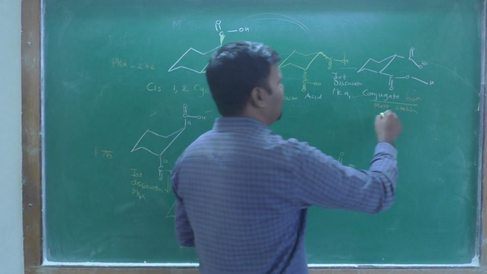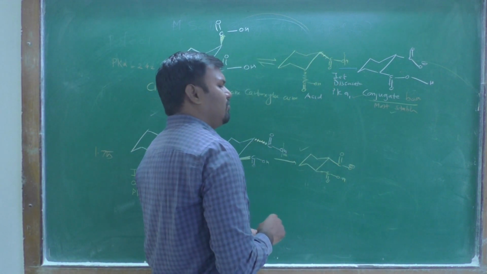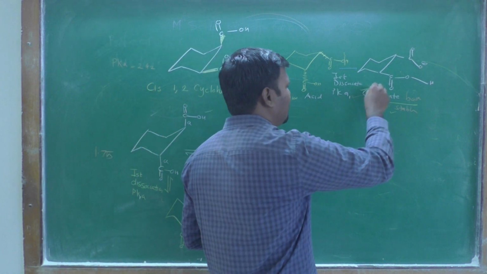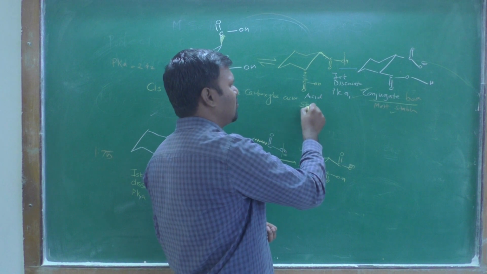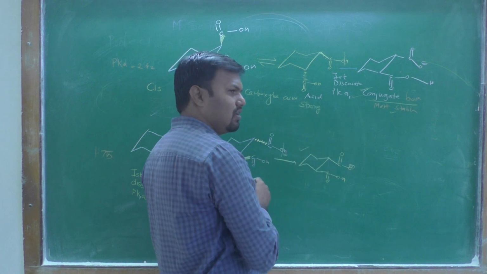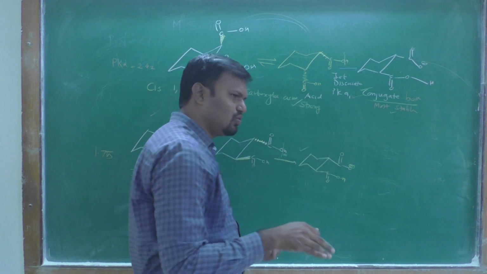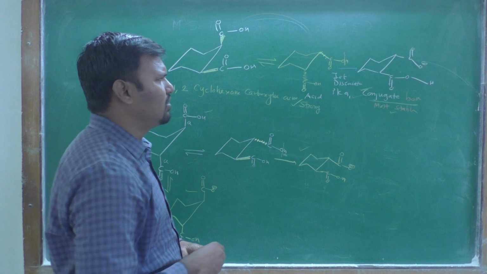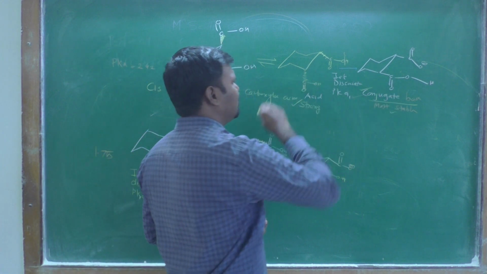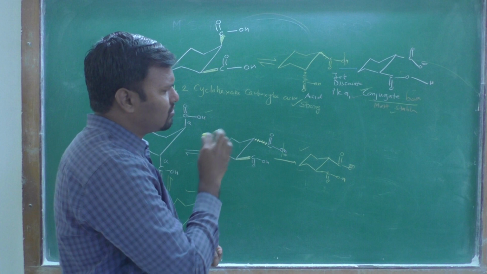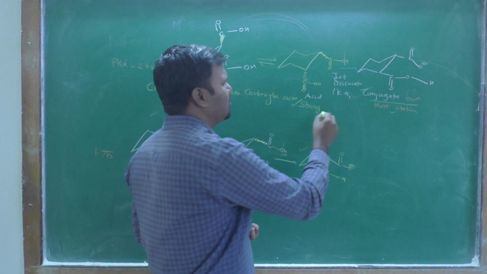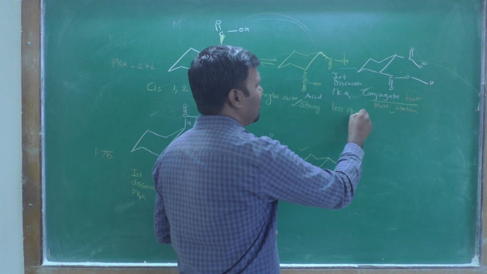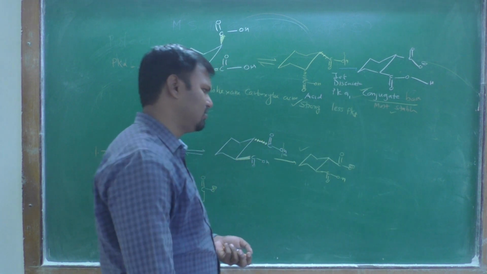Why is this conjugate base the stable one? We previously discussed that when the conjugate base is stable, the acid is strong. Strong means it dissociates easily, giving H plus ions easily. Therefore its conjugate base is stable, and this molecule is the stronger acid. Stronger acid means a lower pKa value, a lower pK1 value for this molecule.